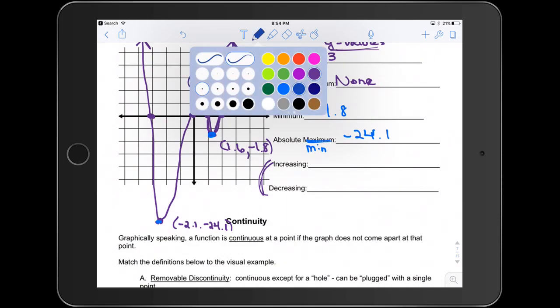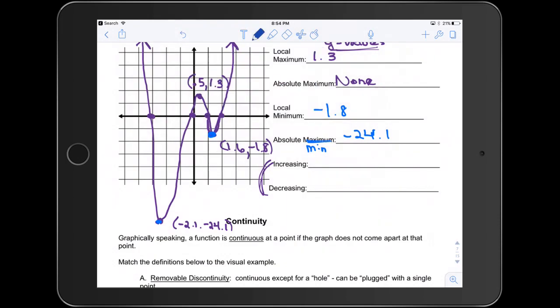So right here from positive infinity, I'm going to go all the way, as if I'm reading the graph from left to right as we read. It's going to go down, down, down. As x is increasing, the y is decreasing, which means it's not increasing, it's decreasing. It's decreasing from negative infinity, going downhill all the way to this point right here.